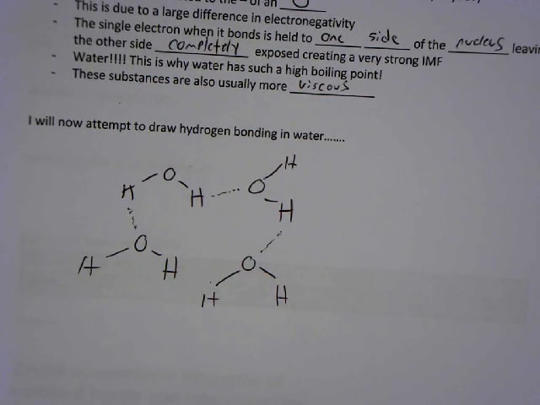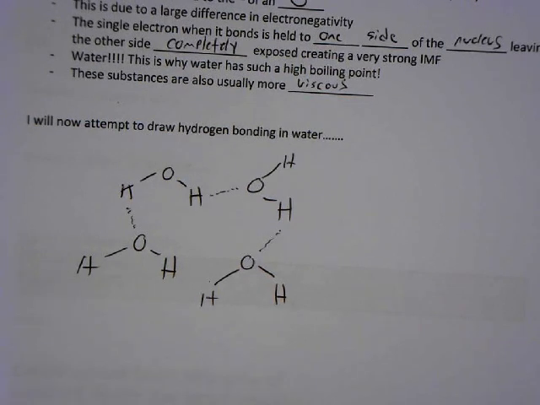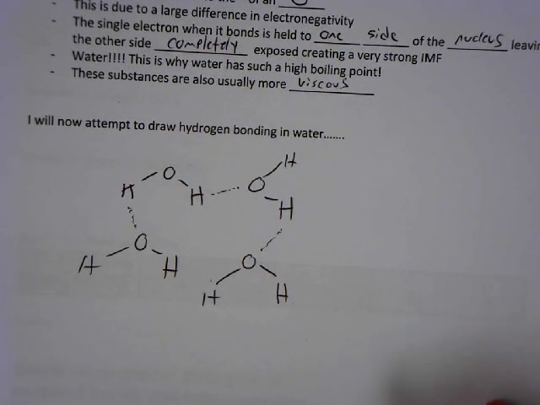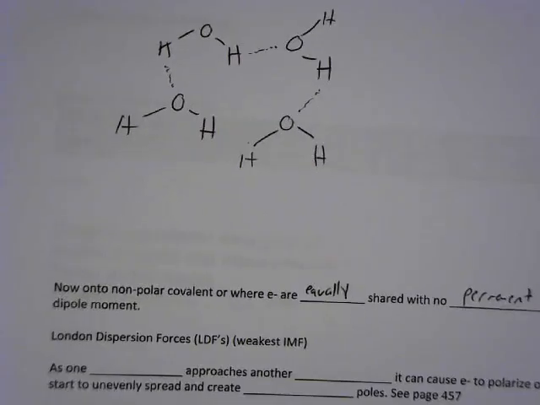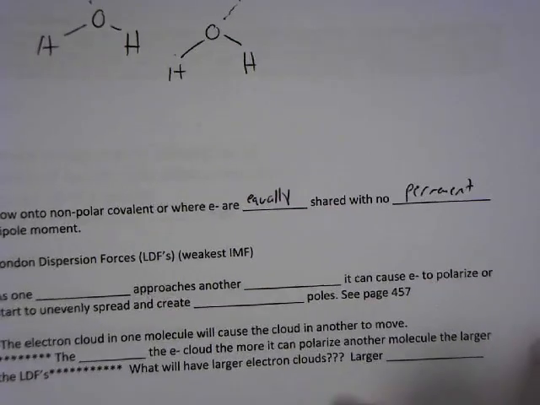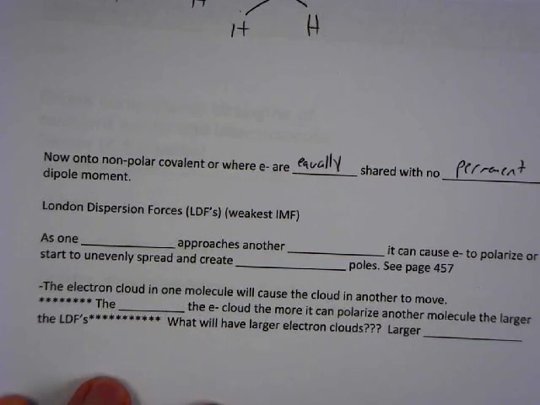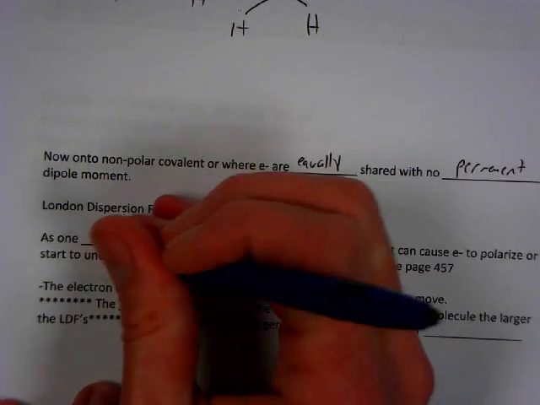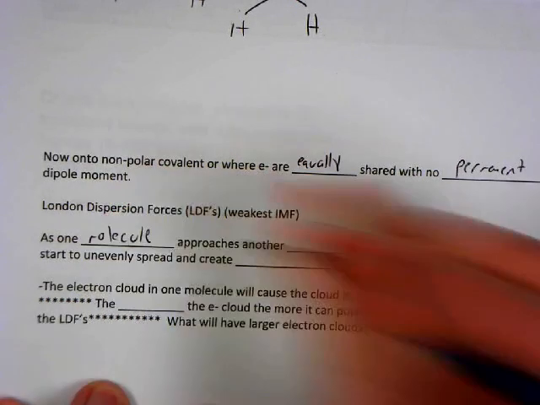So that is our polar intermolecular forces. We also have non-polar intermolecular forces, where electrons are equally shared with no permanent dipole moment. And I've already kind of showed you what this looks like. This is called London dispersion forces. Or sometimes you'll hear it called van der Waals. All right? So either one is okay. But this is the weakest of all intermolecular forces. I'll show you the scale in a second.